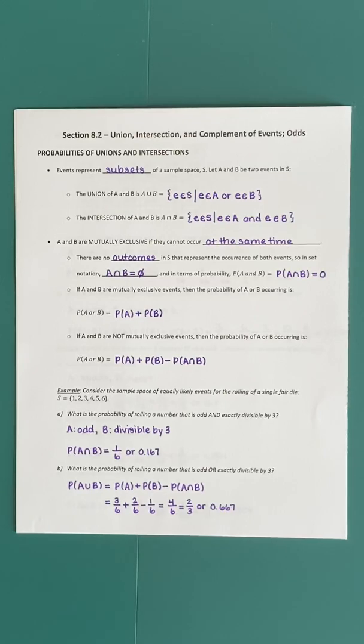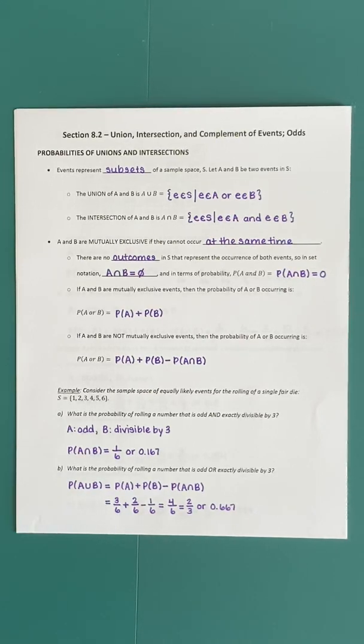Now, in order to define some of the key things we need, particularly with respect to our probability formulas, we need to define this term mutually exclusive. So two events are said to be mutually exclusive if they cannot occur at the same time. In other words, if event A is occurring, then event B cannot be occurring. In other words, there are no outcomes that represent occurrence of both events.